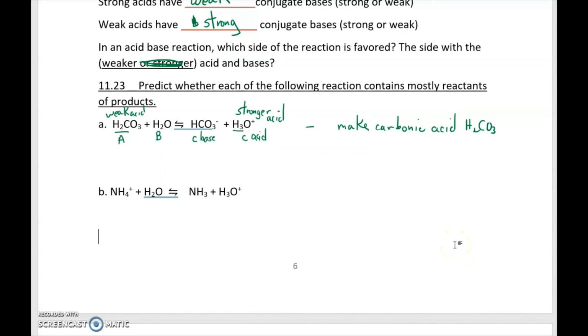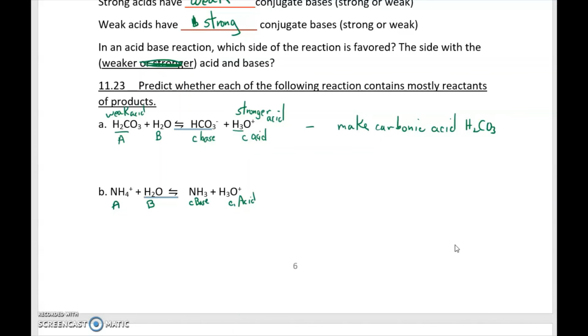Okay, so let's look at the next one. First, we needed to figure out which are the acids and which are the bases. We see here that we have an ammonium ion that loses its proton, so this must be an acid. That makes this a base, the water. So this will be our conjugate acid, and this will be our conjugate base.